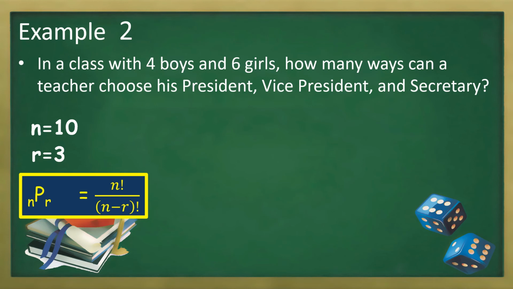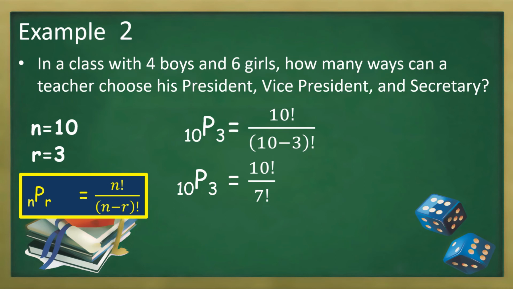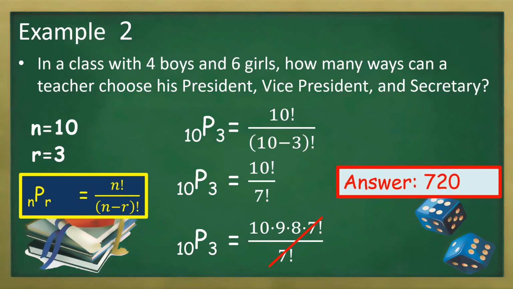So replacing n and r with the given values, we will have 10P3 is equal to 10 factorial over quantity 10 minus 3 factorial. And that will give us 10 factorial over 7 factorial. We're going to expand 10 factorial up to 7 factorial, and that will give us 10 times 9 times 8 times 7 factorial. We do that so that we can cancel 7 factorial, leaving us with 10 times 9 times 8, which is equal to 720. So the teacher will have 720 arrangements of president, vice president, secretary with 10 students.